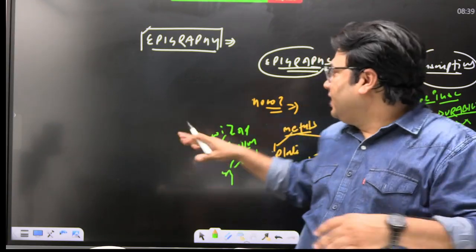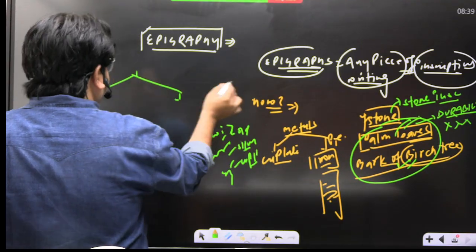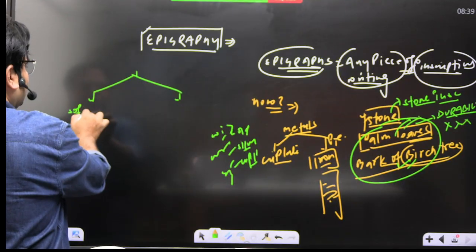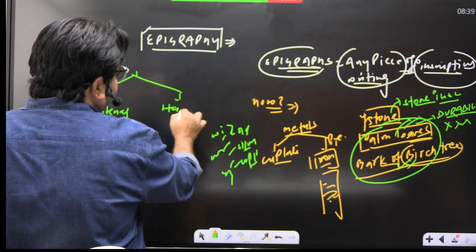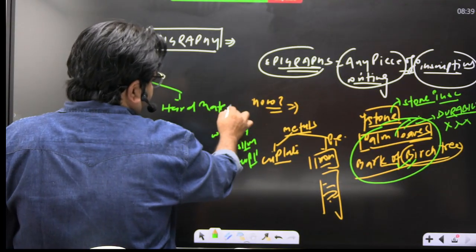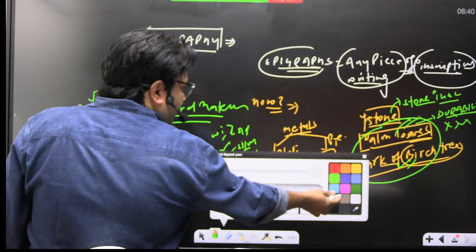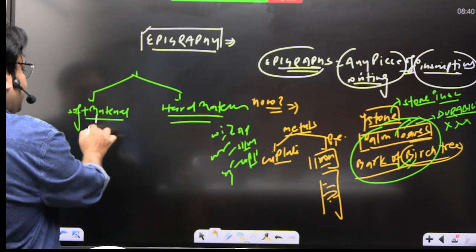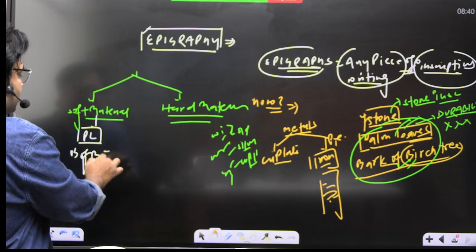So in ancient India, the people were using basically two kinds of material. One was called soft material, and one was called hard material. What is soft material? This is soft material. Palm leaves is soft material. Bark of birch tree is soft material.